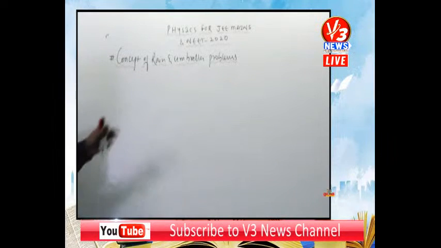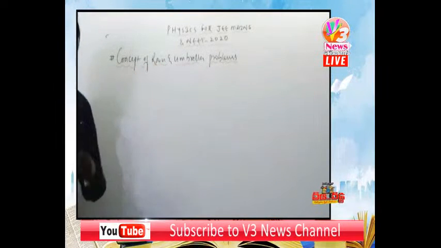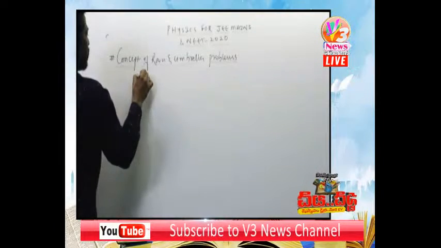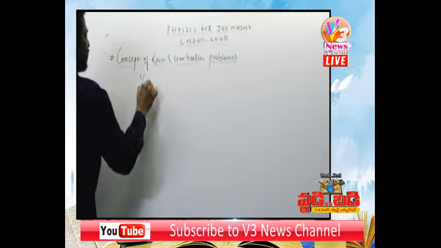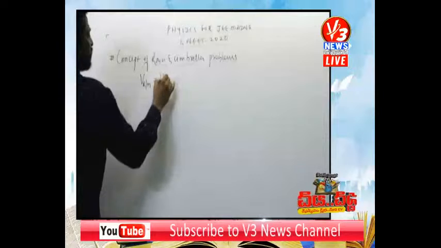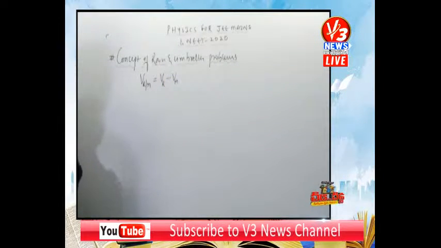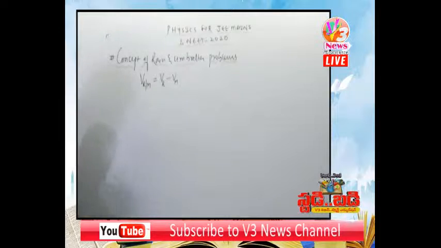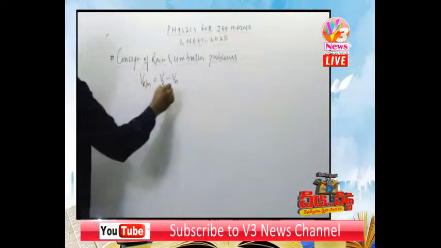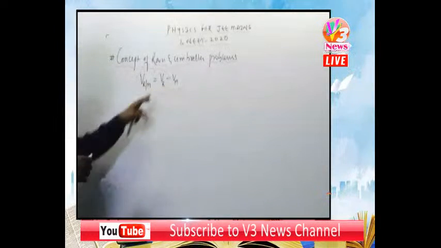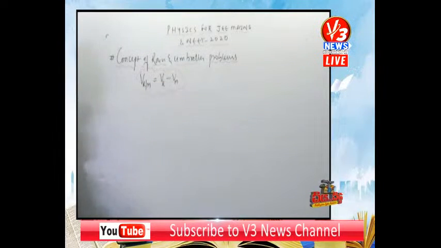In the same way, when I am talking about the velocity of rain with respect to the man, that is equal to velocity of rain minus velocity of man. This is our basic standard formula which will be used for the given condition: Vrm is equal to Vr minus Vm, velocity of rain minus velocity of man.